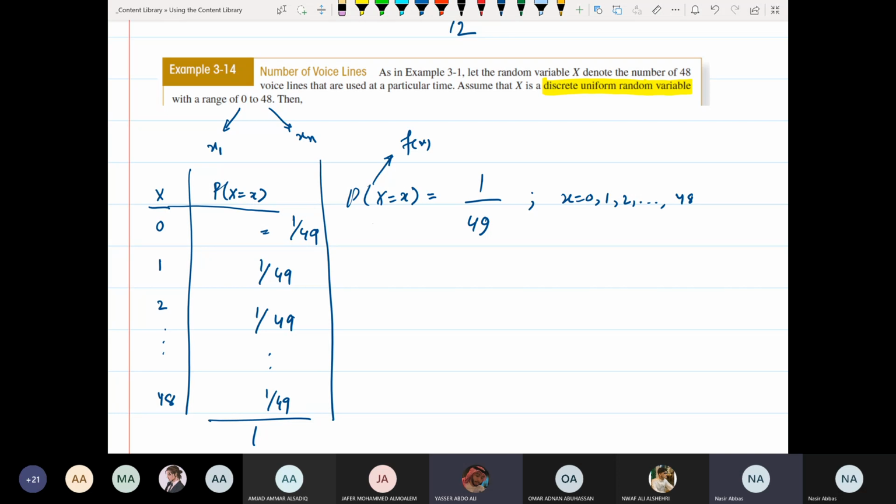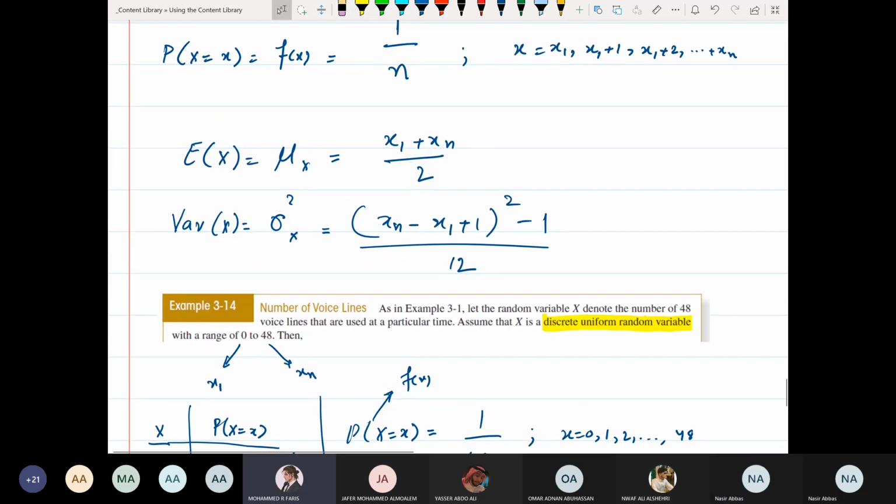Okay. Muhammad Faris. Doctor, I have a question for the mu equation. This average, can I use for the previous question? No, this is specifically for discrete uniform. Only for uniform, okay. Yes. And we will discuss more special distributions. This is the first one. All of them have their own mean expressions. Okay. So we cannot use the mean expression of one special distribution in another one.